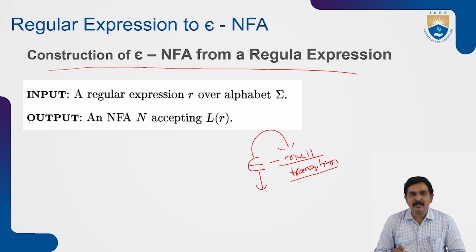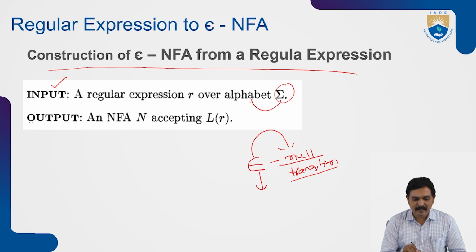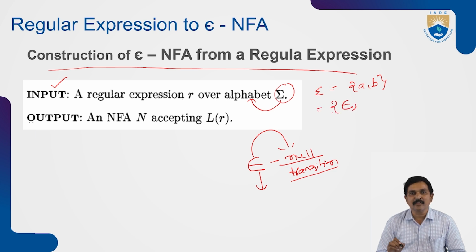We have to see what the input is. In a finite automaton, the second tuple is sigma, which indicates the alphabet. For example, I am taking sigma as {a, b}. Now, how many different strings are we going to validate? There may be a string without reading any symbol, where you move from one state to another without reading. That corresponding NFA is called a null NFA.